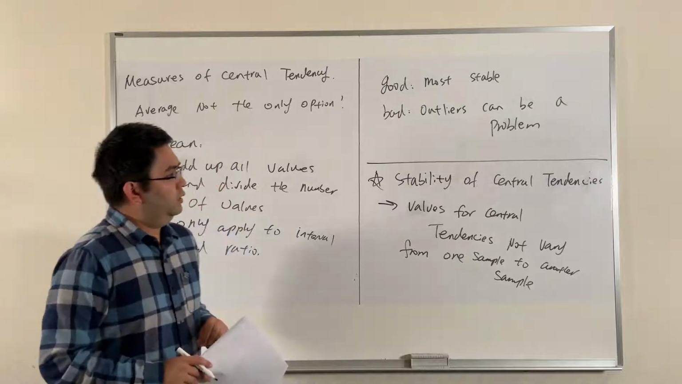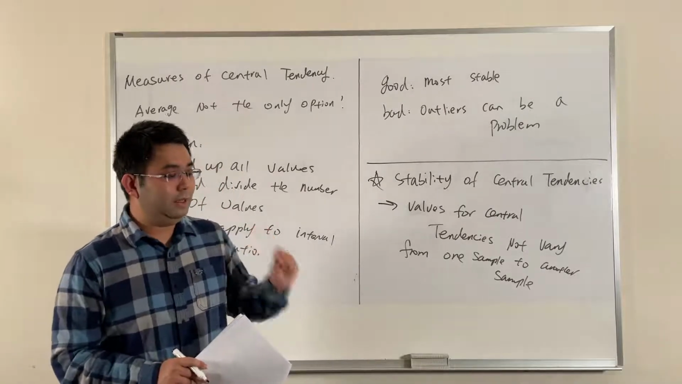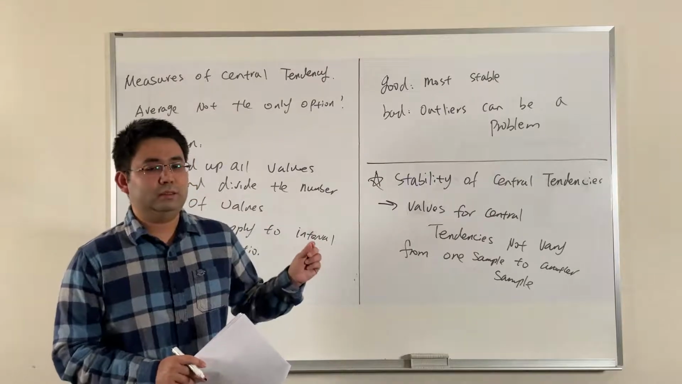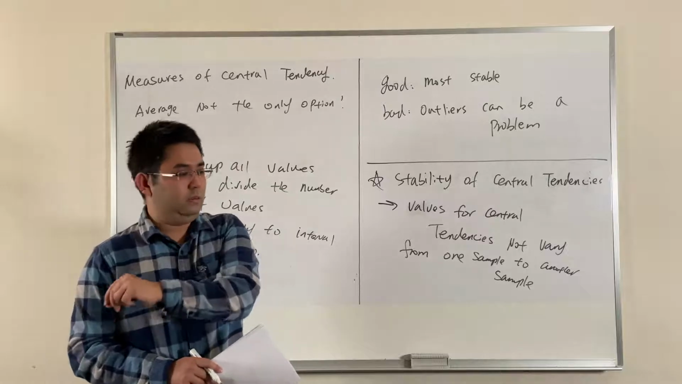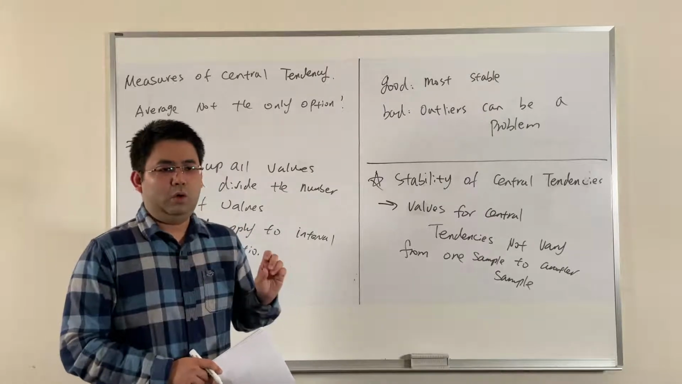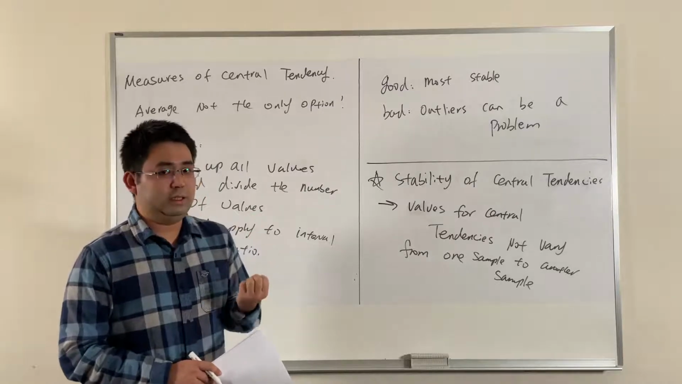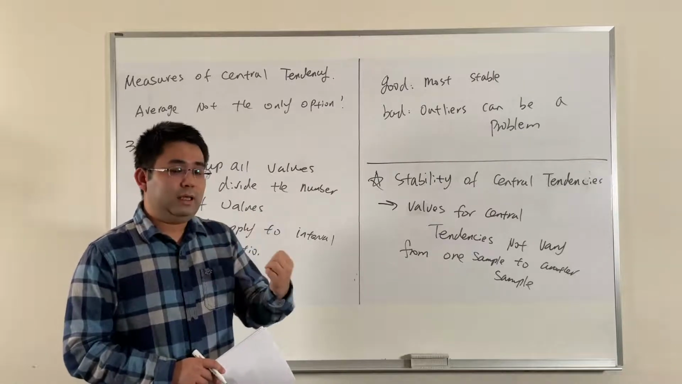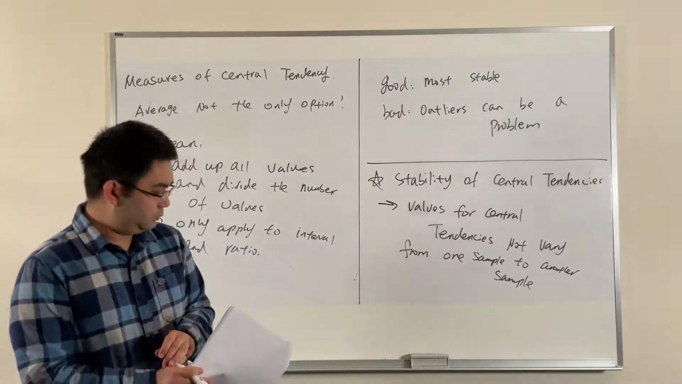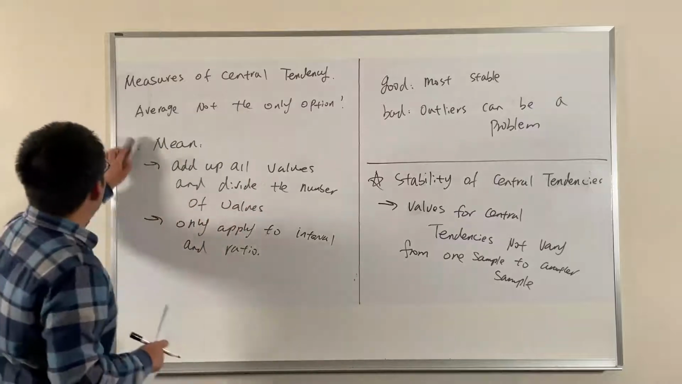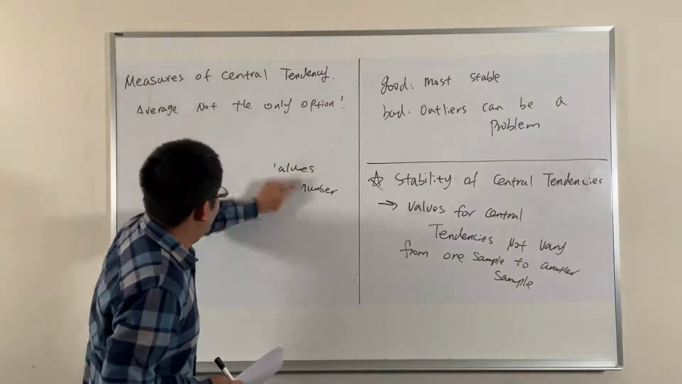So mode is not very stable, because it's very likely that in one data set the most often showing-up point will be different from a different sample. The median is kind of in the middle, and mean is the most stable one. In statistical analysis, it's less likely for the mean to be different across samples. So let me just put a rank.